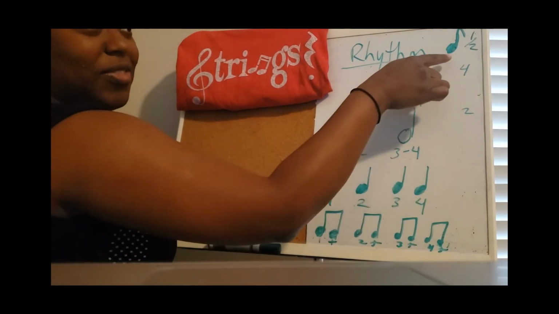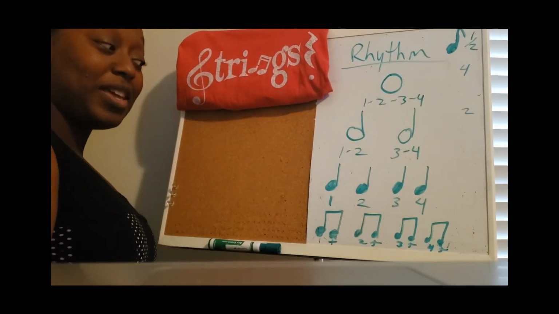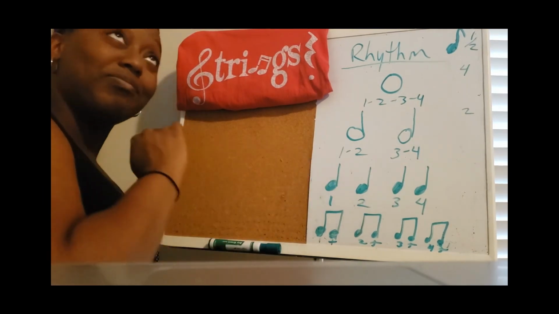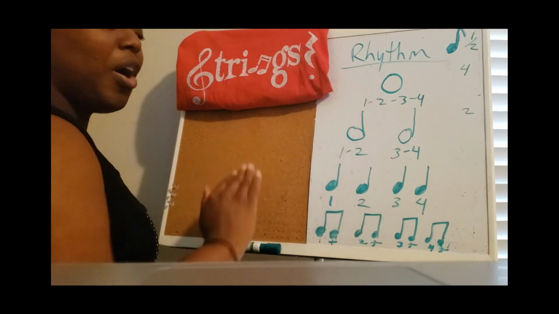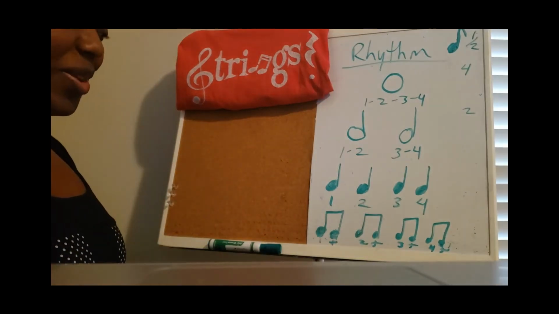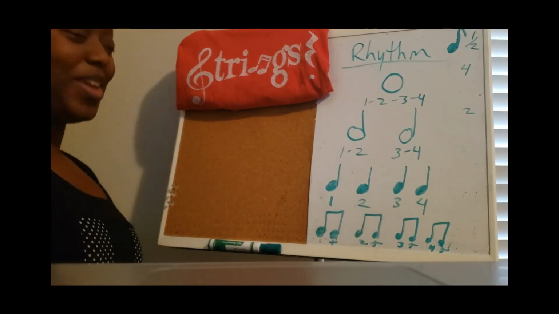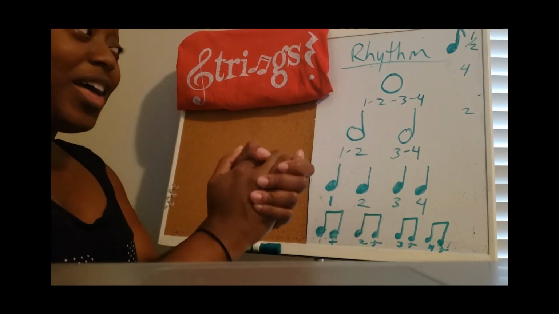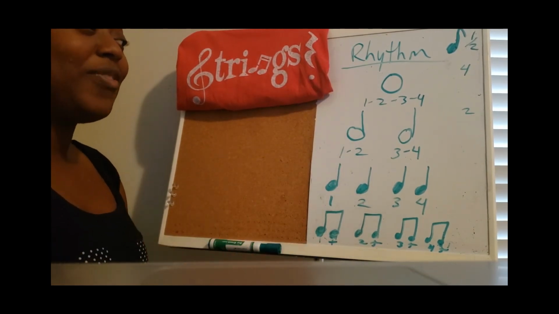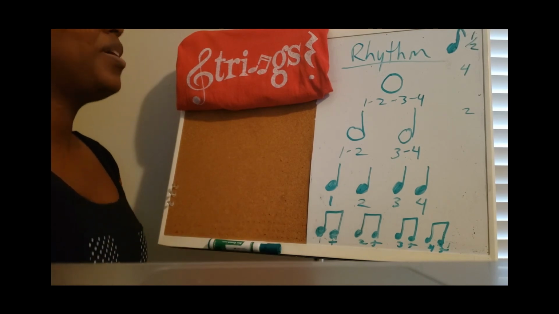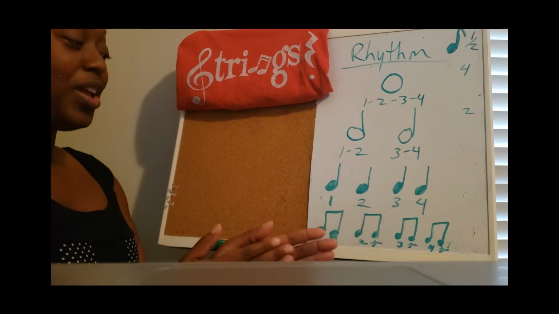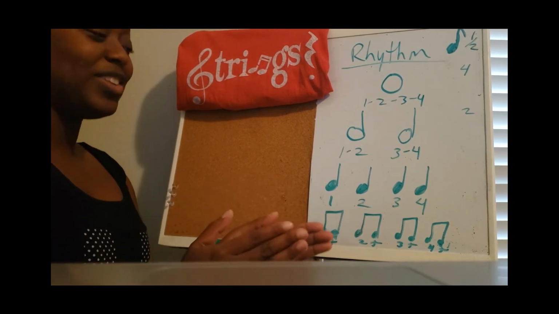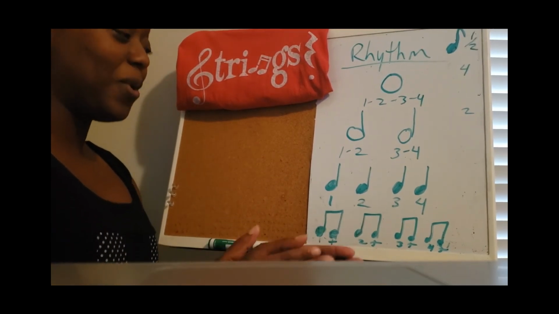An eighth note by itself looks like that, and it gets half a beat. It's like cutting a quarter note in half, okay? So now we're going to count all the way from the whole note all the way down through our eighth notes, okay? Here we go. 1, 2, 3, 4, half note. 1, 2, 3, 4, quarter notes. 1, 2, 3, 4, eighth notes. 1 and 2 and 3 and 4 and.